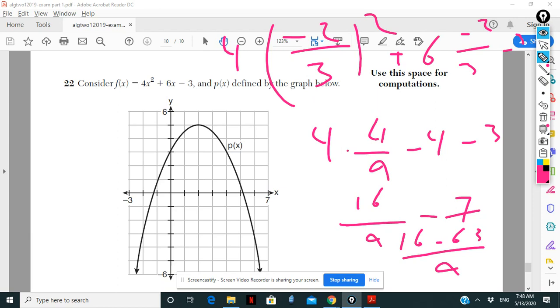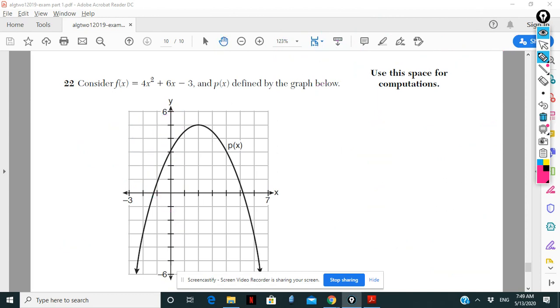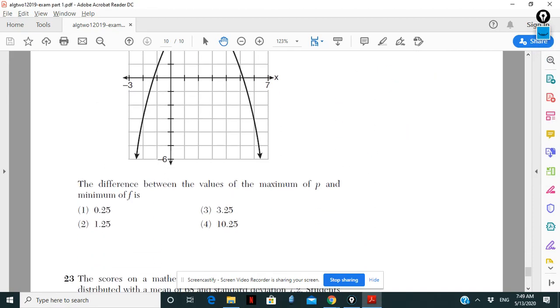When I subtract, it's giving me negative 74 over 9, which means negative 5 point, and I have remainder 3 repeating. Negative 5.3 repeating. So the minimum is going to be negative 5.3 repeating, and the maximum is 5. So when I subtract, it's going to be 10.3 repeating, I think so. 10.3 repeating. So the closest number here is number 4.